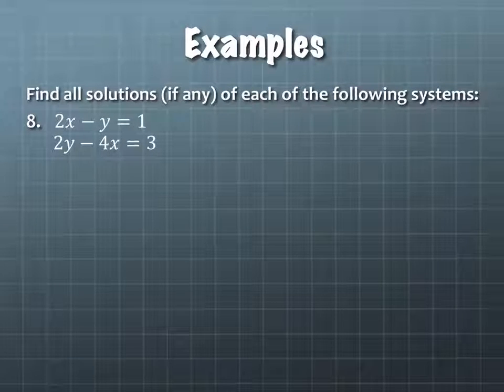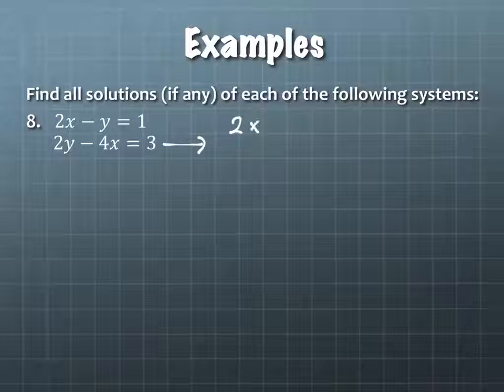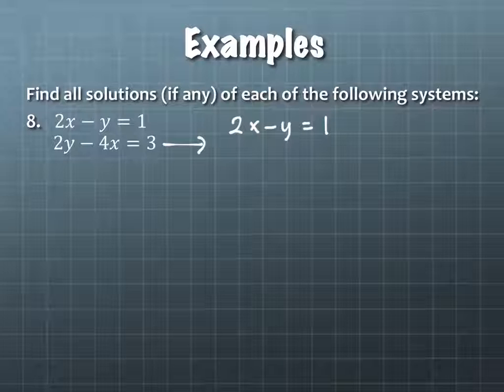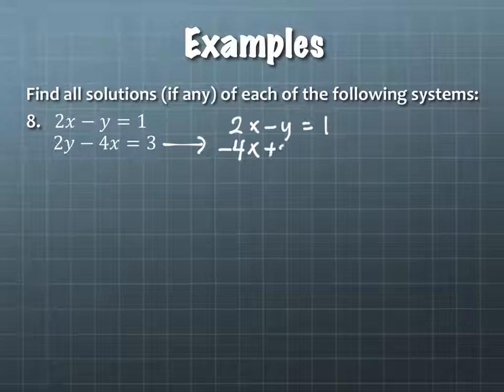Yeah, the orders don't match. So the first thing we need to do is we need to get the orders to match. So I will take the second equation because I kind of like alphabetical order and seeing x's before y's. I'm weird like that. So I'm going to leave the first equation as 2x minus y equals 1. And I'll switch the order on the second equation. So I'm going to move the negative 4x to the beginning, and then I'll have plus 2y equals 3.